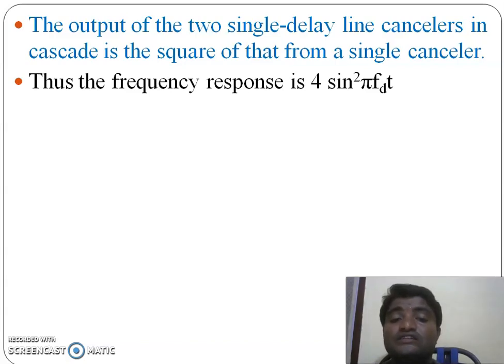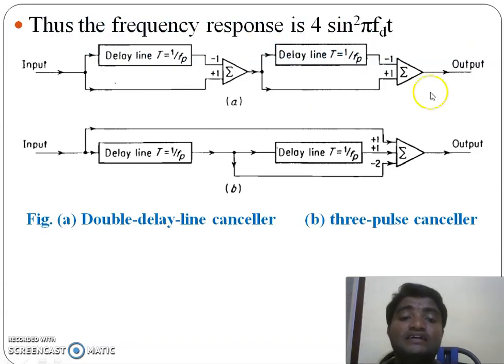Therefore, the frequency response of the double delay line canceller is the square of the single delay line canceller, so that we can get the frequency response 4 sin square pi fd t. The first figure is the double delay line canceller. Here two single delay line cancellers are in cascade, and the same response is obtained with the below figure. This below figure is also called a 3 pulse canceller, but the weights to the summer are changed.